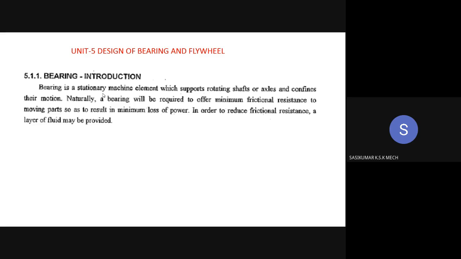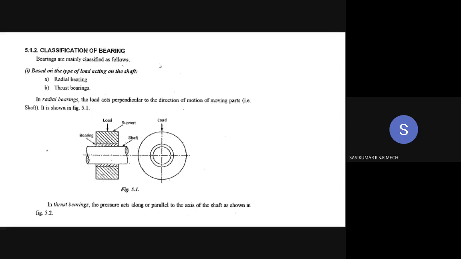The general requirement of a bearing is to have minimum frictional resistance, so that it loses torque in a minimum way, and the power loss is also minimum. In order to have less frictional resistance, sometimes a small amount of fluid, like lubricant, is also applied. And bearings can be classified in different ways.